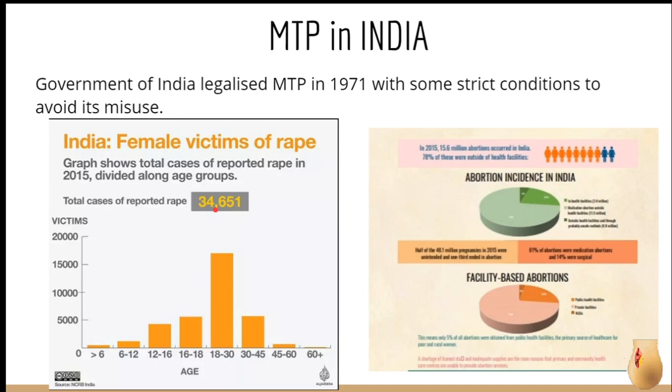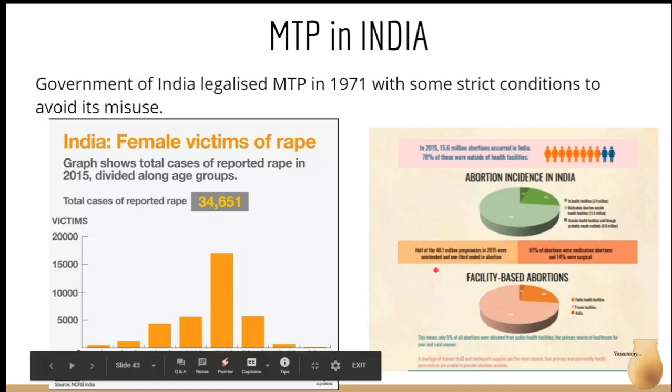If you see the abortion incidence in India, in 2015, 15.6 million abortions occurred in India. 78% of them happened outside the health facilities. Observe that percentage, 78%. That is a huge number, and that is not done or approved by a doctor, but it is done outside the vigilance of the doctor.